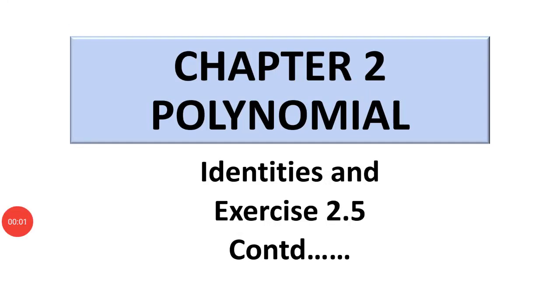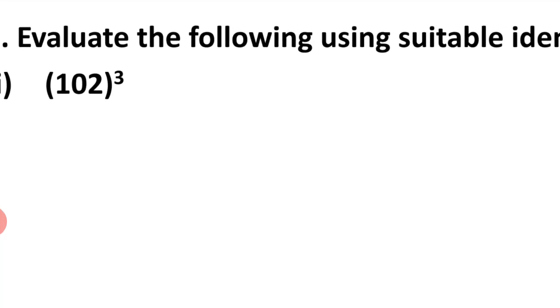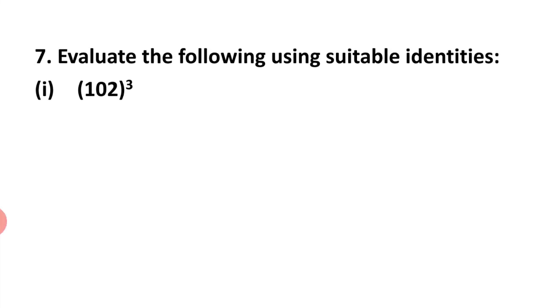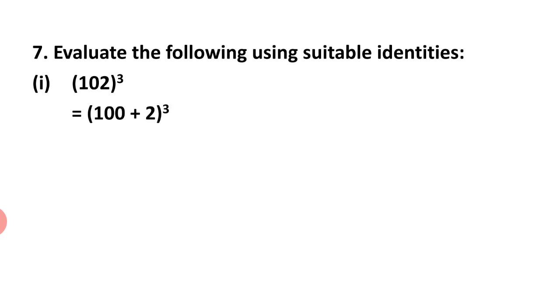Welcome students. In this video we are going to see a few more problems from exercise 2.5 based on identities. Now evaluate the following using suitable identities. So we have 102 whole cube. Now 102 is very near to 100, so we can do it as 100 plus 2 whole cube.